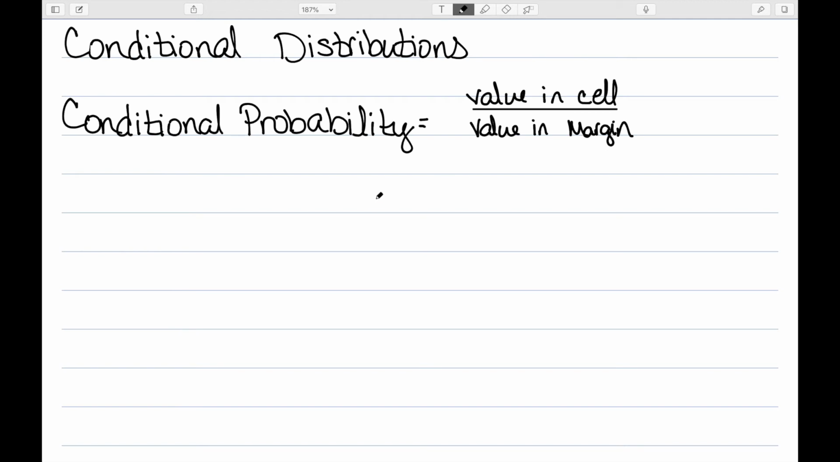Next, let's look at conditional distributions. In general, for conditional probability, we're going to look at the value in a given cell divided by the value in a given margin. The idea of conditional probabilities is that we already know something about our individual. So we have some kind of given condition that we already know is true. Hence the word conditional. We already have a condition on this particular individual.